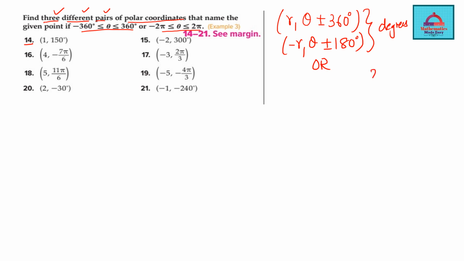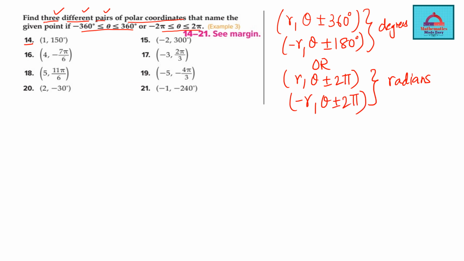Or if you are taking the angles in the measure of radians, then the point would be the same point, just you replace 360 with 2 pi radians. So plus minus 2 pi, this is the radian point, and minus r with theta plus minus pi. So these are the points that are going to give you the answer. So let's apply for the 14th question the same concept.